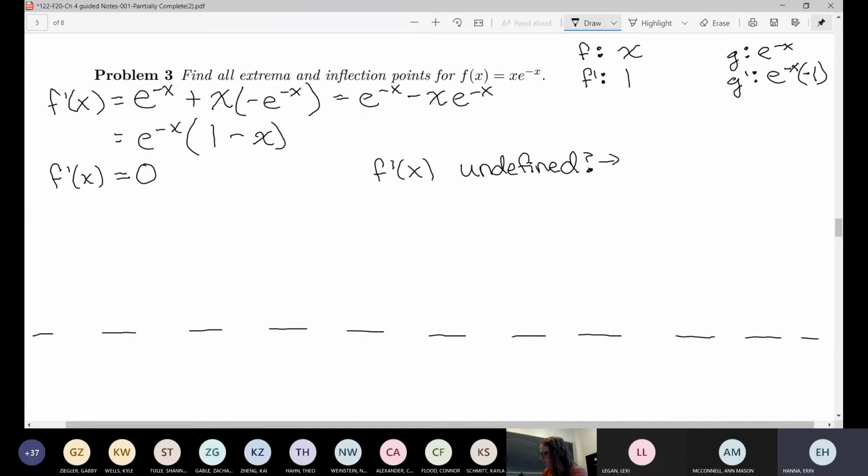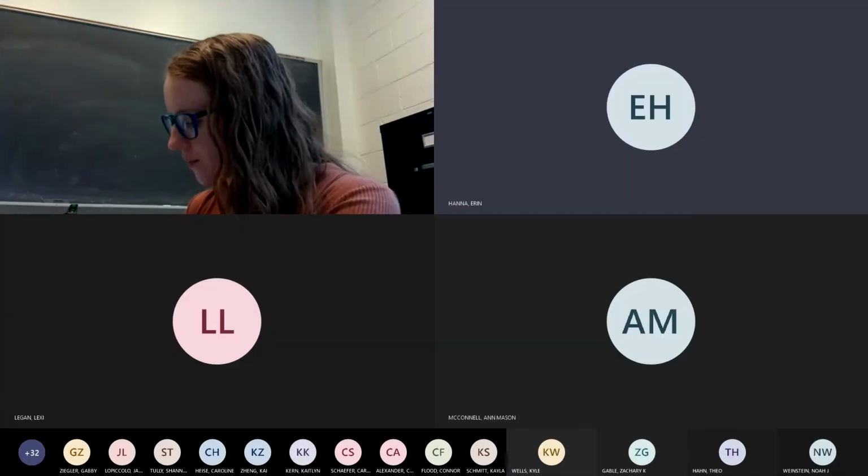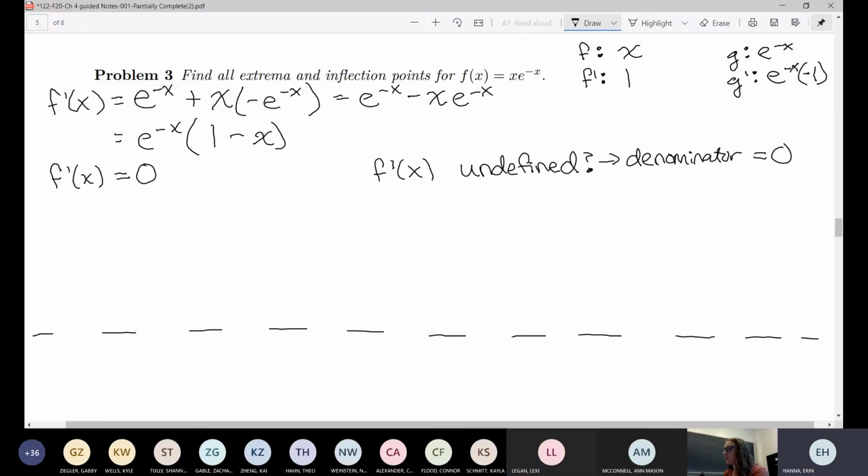Well, remember that in our case, it would be undefined if we have a denominator and that denominator would be equal to 0. So in this case, we technically do have a denominator. It's a very sneaky denominator. Notice we have e to the negative x, and remember, a negative exponent means that it would be a positive exponent in the denominator. So technically we do have a denominator here, so we should consider it.